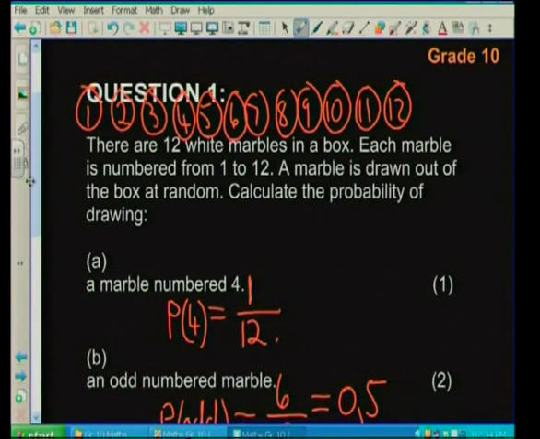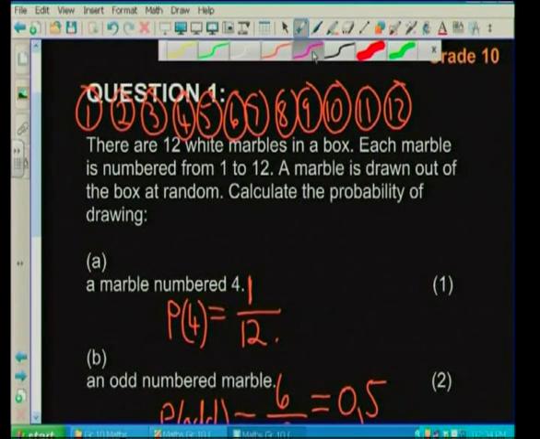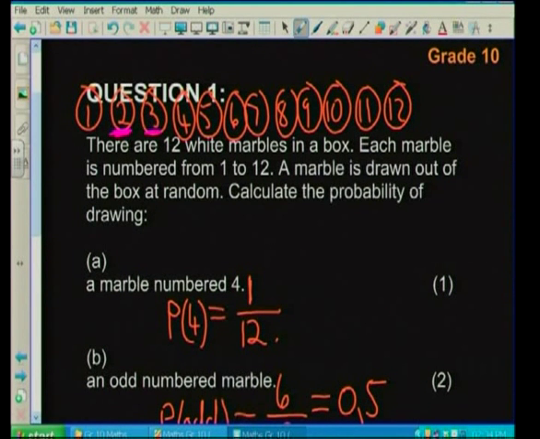Let's have a look at the next question. The next question wants to know about the probability of drawing a prime numbered marble. Now guys, remember, the definition of a prime number is a number that is only divisible by itself and 1. And remember that 1 is not a prime number. So numbers that are only divisible by themselves and 1, let's underline them: 2, 3, 5, 7. Now guys, don't start thinking that all of the odd numbers are necessarily prime numbers. 9 is not a prime number. 9 has 9 and 1 as factors, but also 3.